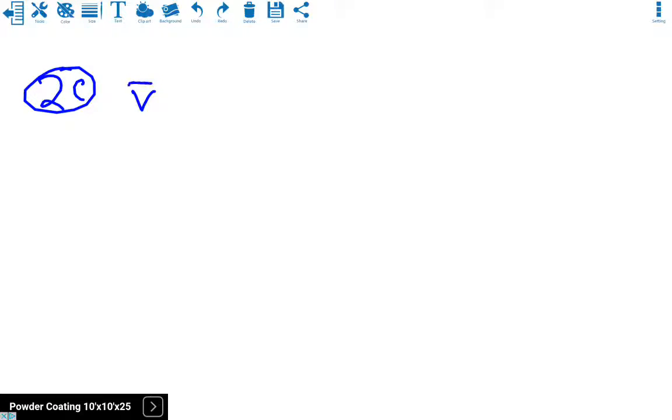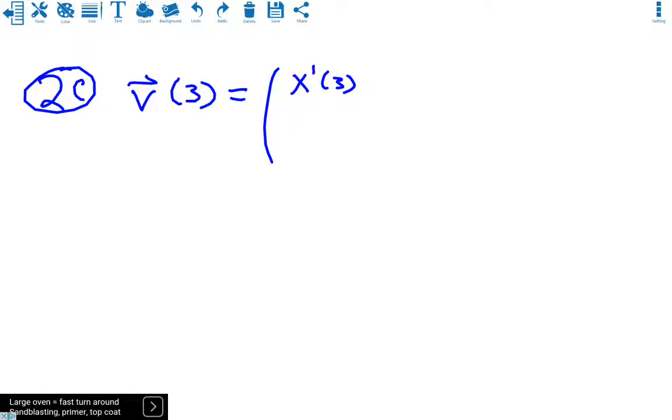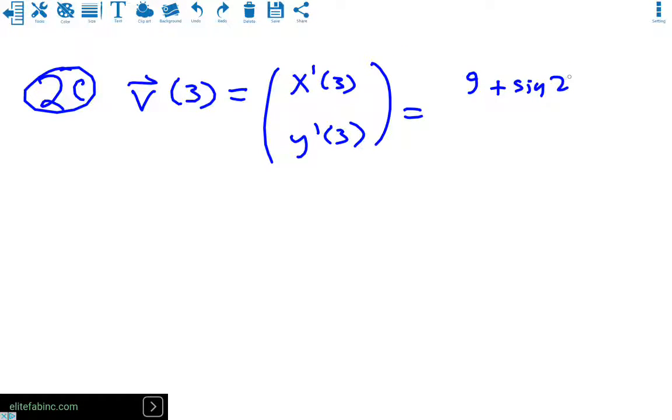I want the velocity vector at t equals 3. That's going to be x prime at 3 and y prime at 3. But didn't we just figure out x prime of 3? Yeah, x prime of 3 was 9 plus sine of 27, and y prime of 3 was 1/2. We figured out all of this already, so that's your x prime and y prime at 3.